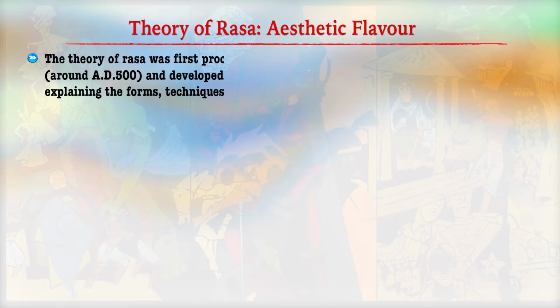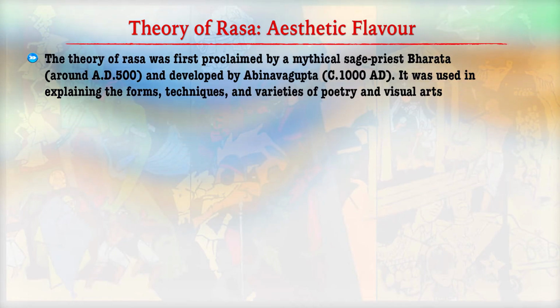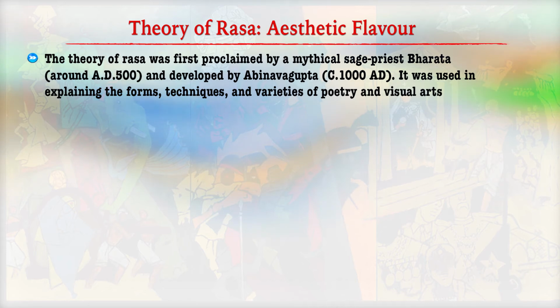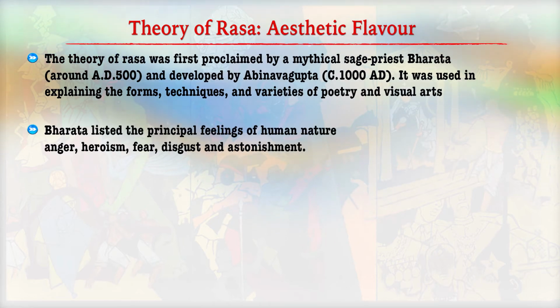So, there are various kinds of rasas, and the ingredients of the rasas are felt and cultivated through these traditions, which enhances the value of painting. The theory of rasa was first proclaimed by a mystic sage priest Bharata and was later developed by Abhinav Gupta. It was used in explaining the forms, techniques and variety of poetry and visual arts.